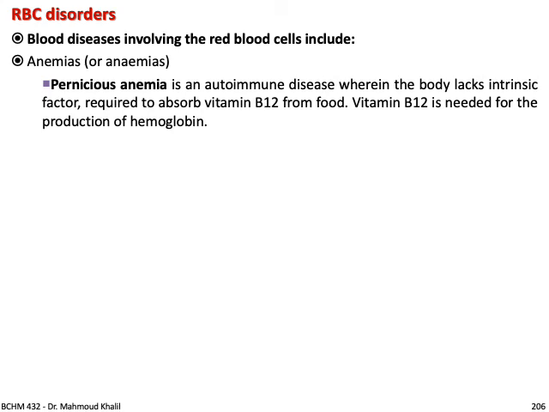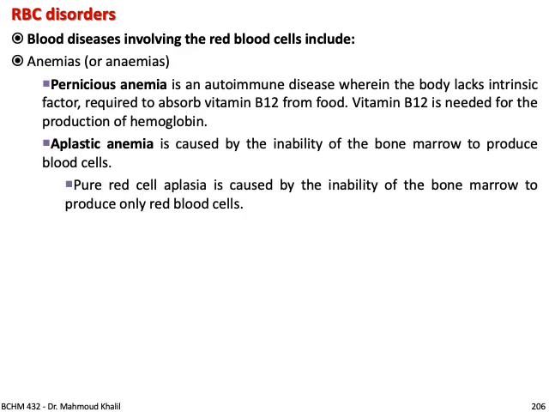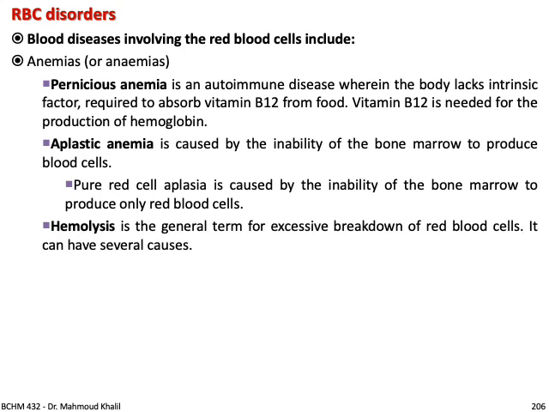There is pernicious anemia, which is an autoimmune disease where the body lacks the factor required to absorb vitamin B12 from food, which is needed in the production of hemoglobin. Aplastic anemia is caused by the inability of the bone marrow to produce blood cells. You have pure red cell aplasia, which is caused by the inability of the bone marrow to produce only red blood cells.